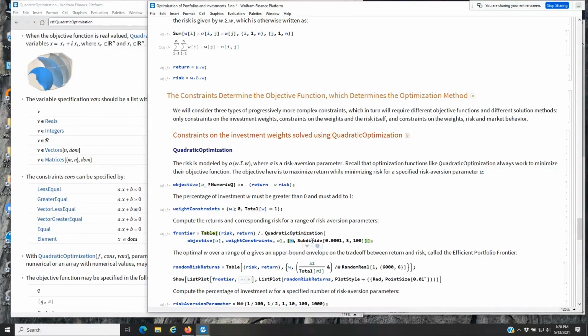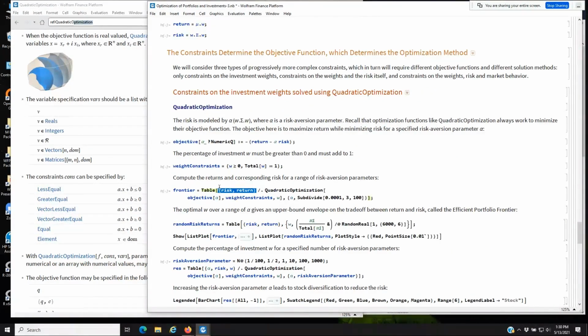For this range of values, I'm going to start at next to 0 and go up to 3 in increments such that there are 100 divisions, so 100 possible values. And I'm going to solve it then. Now, what do I get back? I get back a table made up of pairs of risk and return. This is going to define a frontier. It's called the efficient frontier for this portfolio.